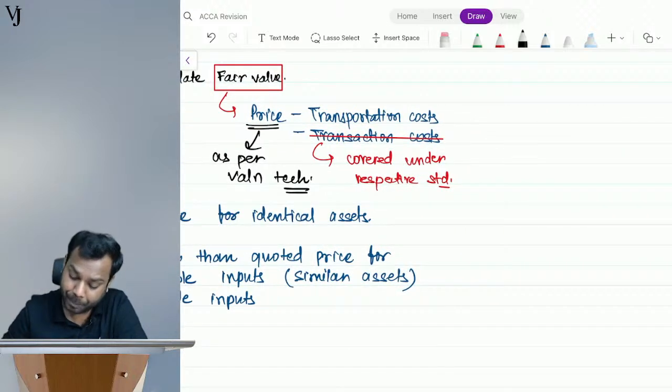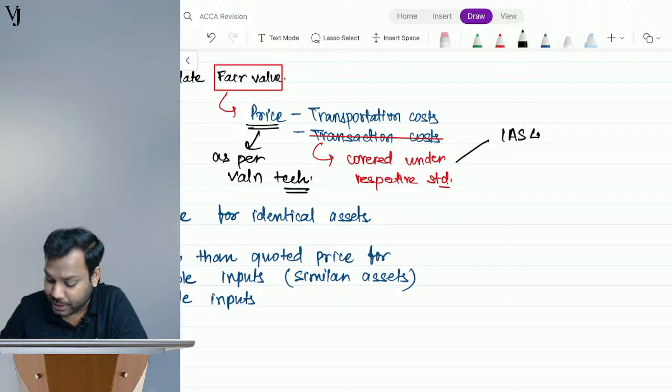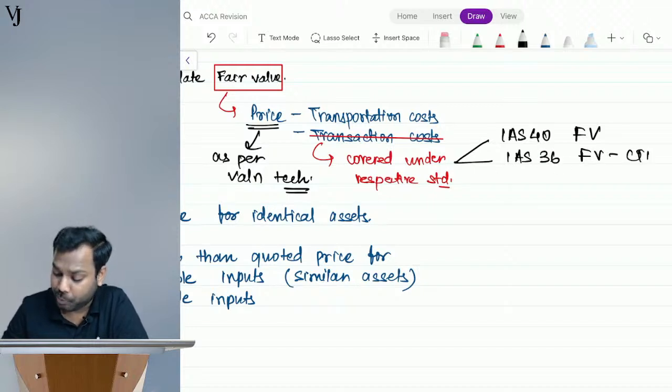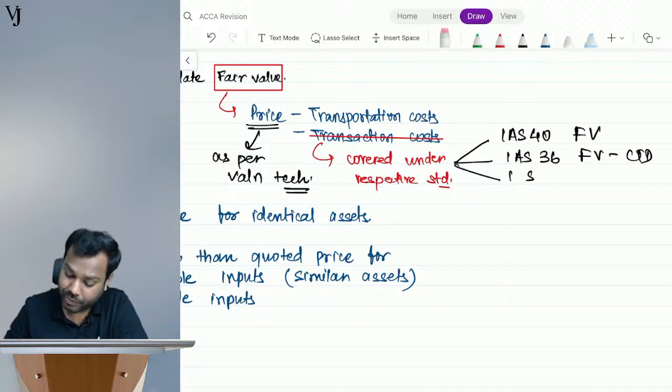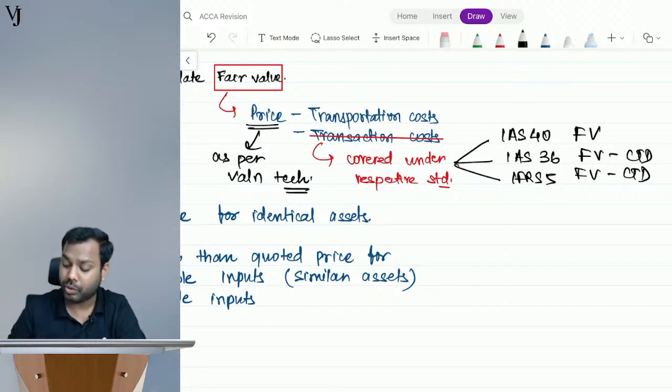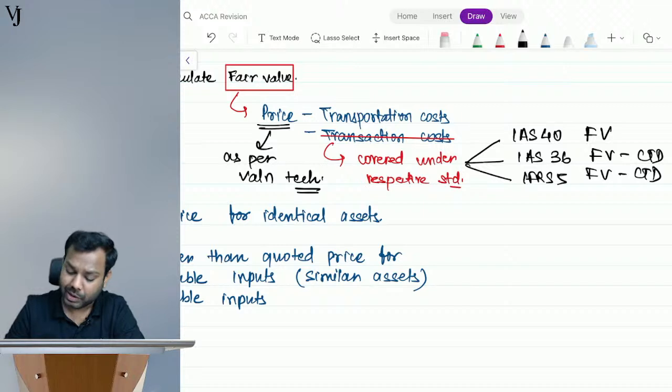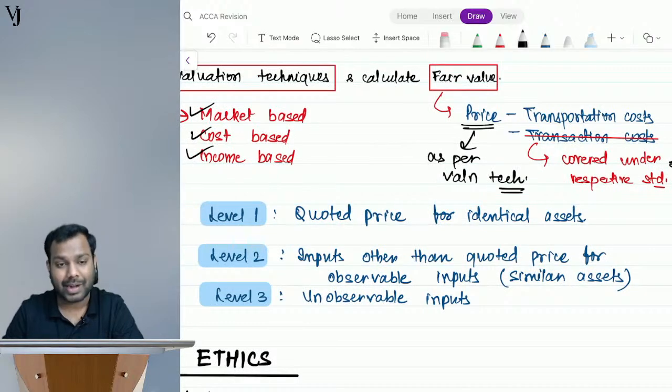For example, IAS 40 says only fair value. IAS 36 says fair value minus cost of disposal. Further, IFRS 5 says fair value minus cost of disposal. So different standards may give different guidance, and that we are not covering. Transaction cost we are not covering, but transportation cost is deducted from fair value. We discussed it right now also, right?